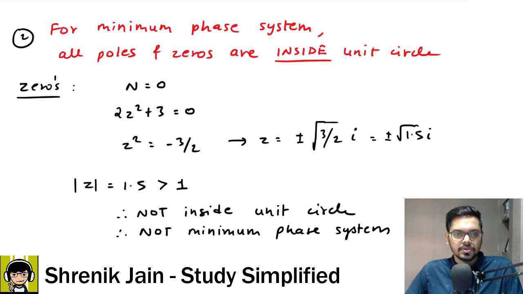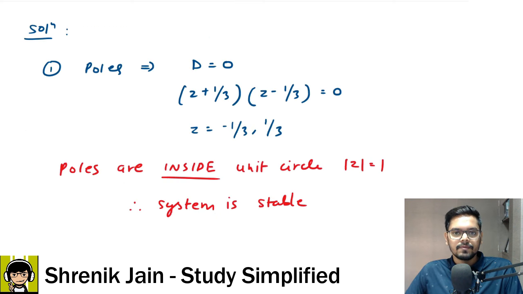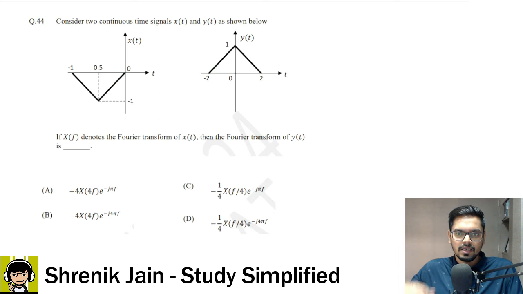Now if you see the options, is it true? Yes, the initial response is 2. Therefore, option C is correct. Understood. So again, an easy question, not that tough. I told you the first two questions were easy. Now this is a moderate level question. But if you solved this by pausing the video in the earlier section, you might have gotten the answer A, B, C or D.